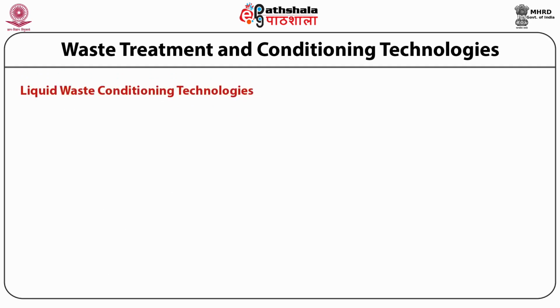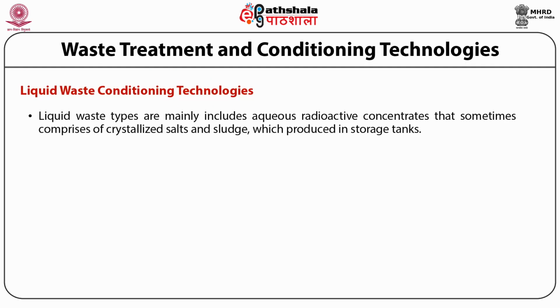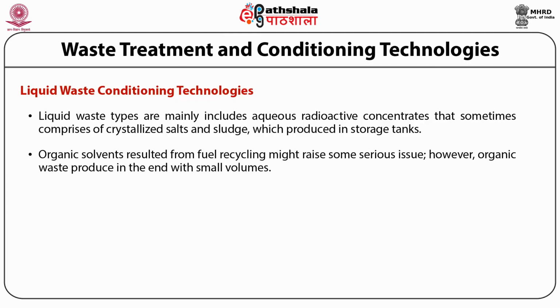Next is liquid waste conditioning technologies. Liquid waste types mainly include aqueous radioactive concentrates that sometimes comprise crystallized salts and sludge, which are produced in storage tanks. Organic liquid waste is generally produced in smaller volume. Organic solvents resulting from fuel recycling might raise some serious issues. However, organic waste is produced in the end with small volumes.